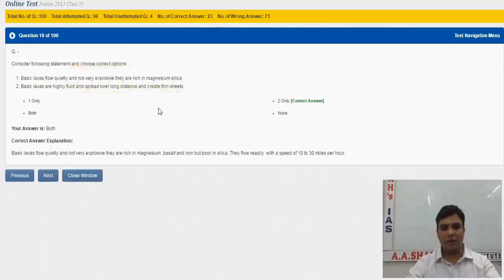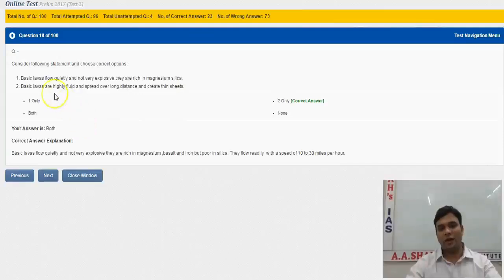अब आपको सिर्फ इतना पता है कि बेसिक लावास का viscosity low है, तो आपको बाकी चीजें पता होने की जरूरत नहीं कि वो thin sheets create करता है कि नहीं करता है. You don't have to necessarily know whether they are explosive or not. You don't have to know whether they are rich in magnesium and silica or not. All you have to know is whether basic lavas are viscous or more viscous or less viscous. By their very definition, basic lavas are less viscous and therefore they are highly fluid. And if they are highly fluid, then question statement number 1 is automatically negated.